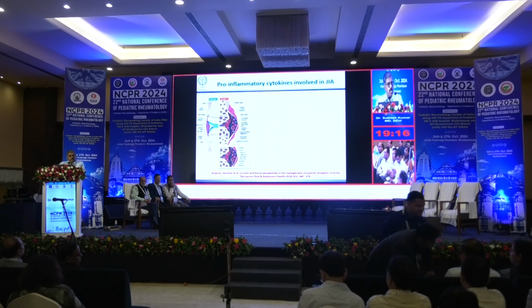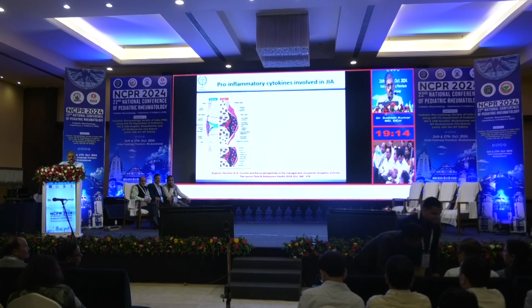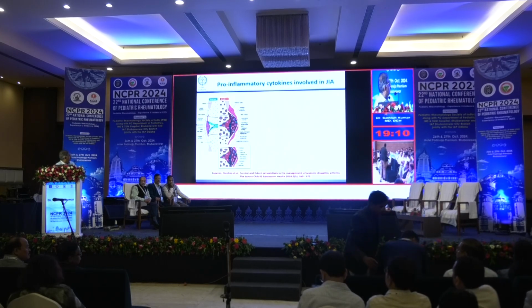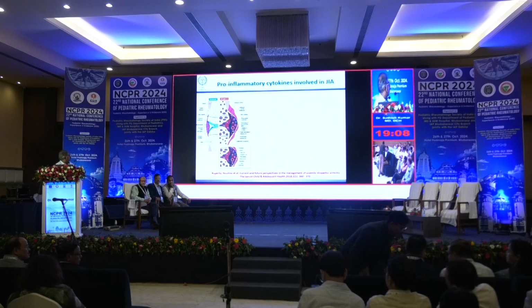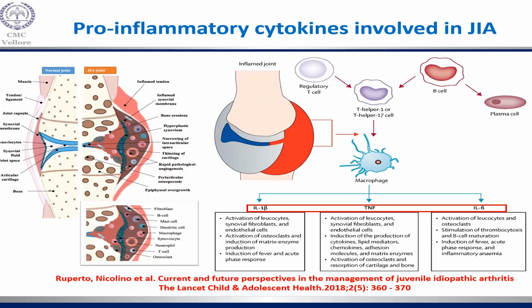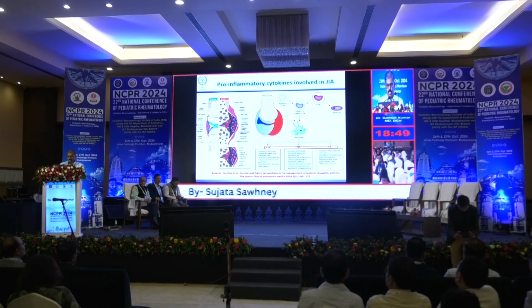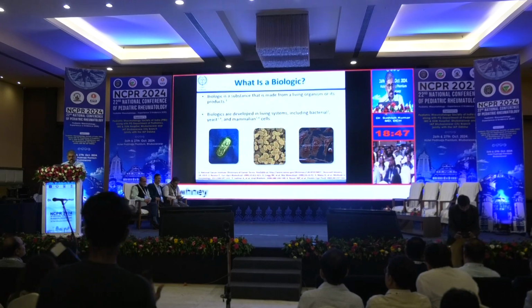So when you talk about the pathogenesis of juvenile idiopathic arthritis, when you look into this picture, you have the normal joint on this side, and on this side you have the inflamed joints with all these immune cells there. Three important cytokines implicated in the pathogenesis of JIA are IL-1, IL-6 and TNF-alpha. So when we are able to do this targeted therapy, you can achieve more children getting into remission.